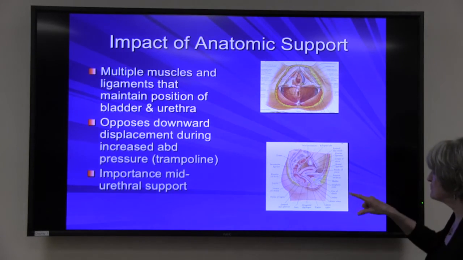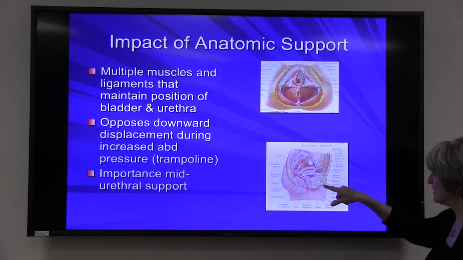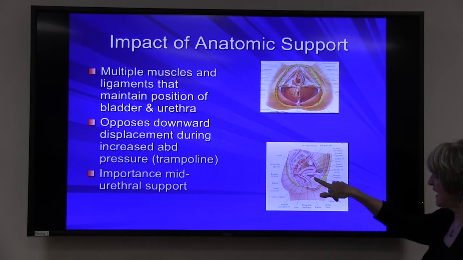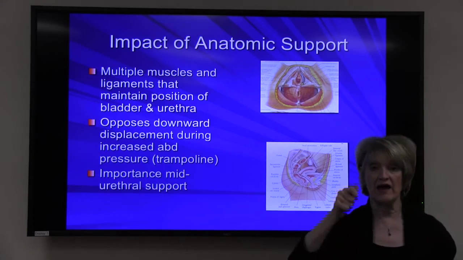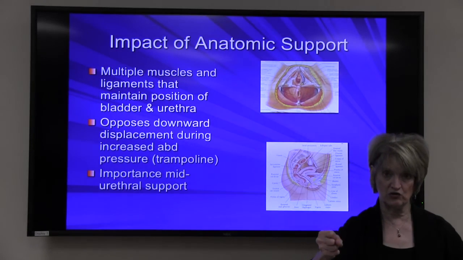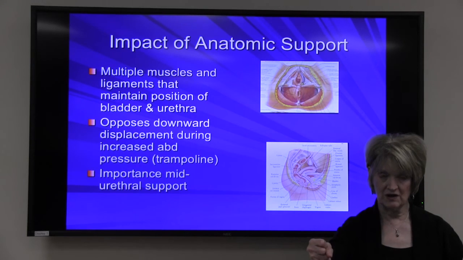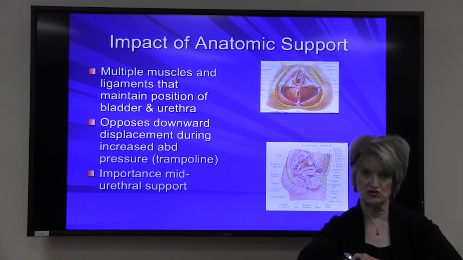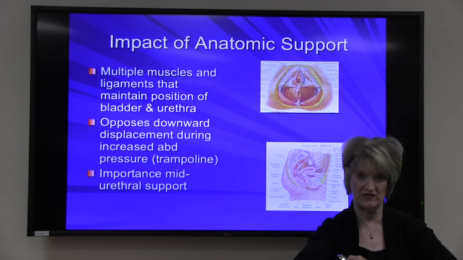Now, mid-urethral support seems to be particularly important. There is a pubourethral ligament that actually anchors the urethra to the symphysis pubis, and that helps to stabilize the urethra. So again, you want the urethra in position. If the urethra is held in position, the sphincter is held in position. That allows the sphincter to contract circumferentially and close the urethra effectively.